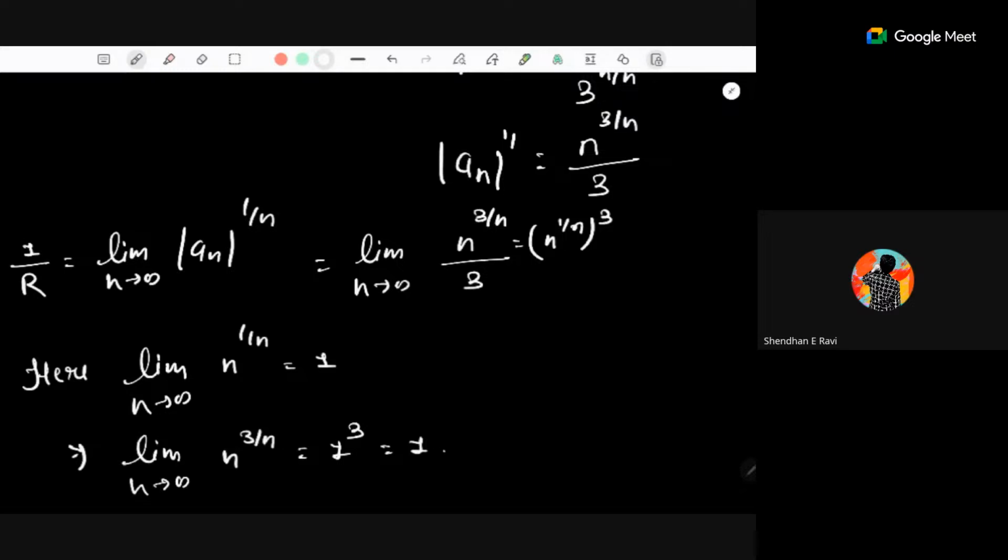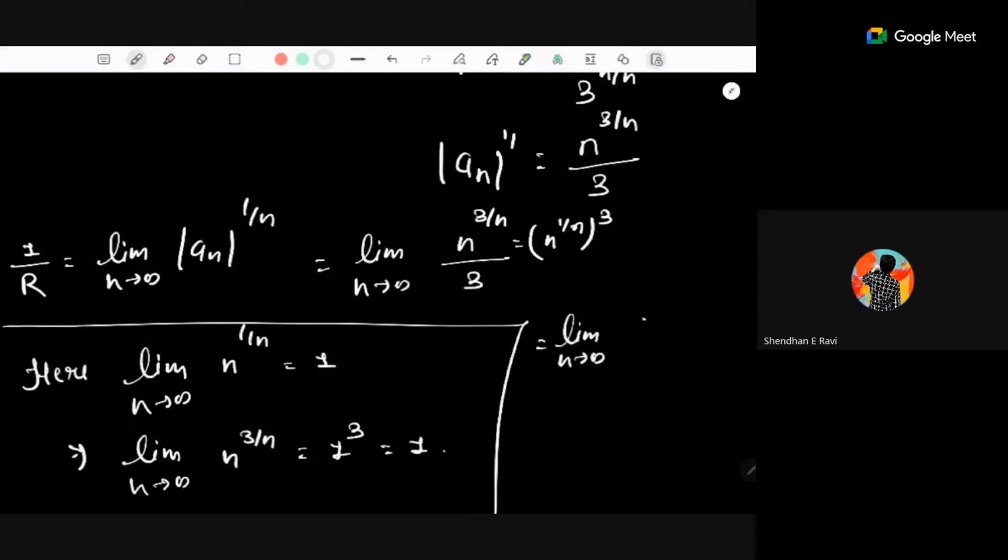Right? So here the numerator goes to 1, and in the denominator we have 3, and 3 stays as it is. So here we can say that this limit is nothing but the limit as n tends to infinity of 1 by 3, which is nothing but 1 by 3. So the value of 1 by r is equal to 1 by 3, which implies the value of r is nothing but equal to 3. Okay, so here we get the radius of convergence is nothing but 3.